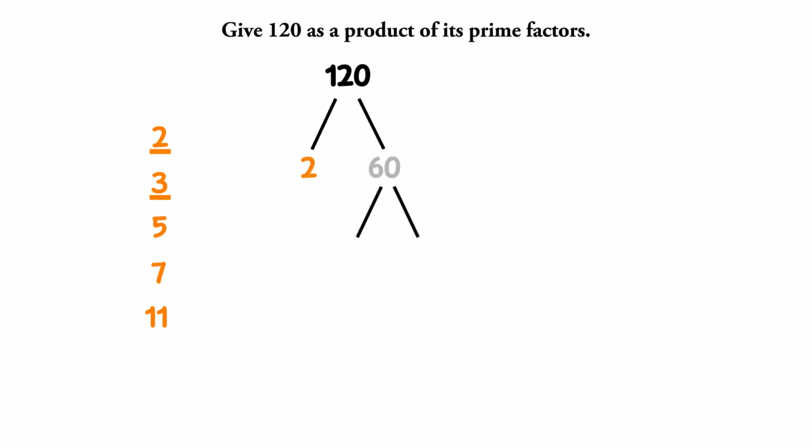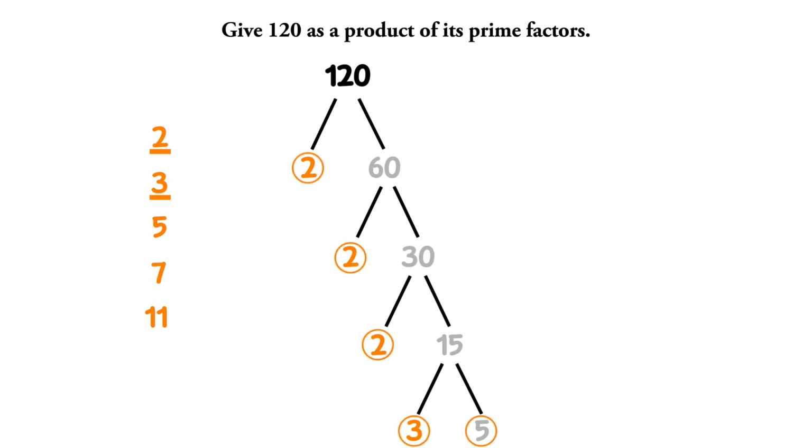Then for 60, it's 2 times 30. Then for 30, it's 2 times 15. Then for 15, it's 3 times 5. Next, we circle our prime factors, being 2 times 2 times 2 times 3 times 5, which is 120.